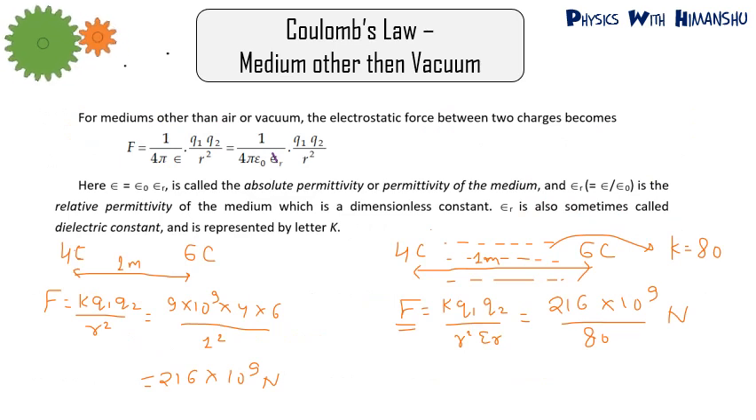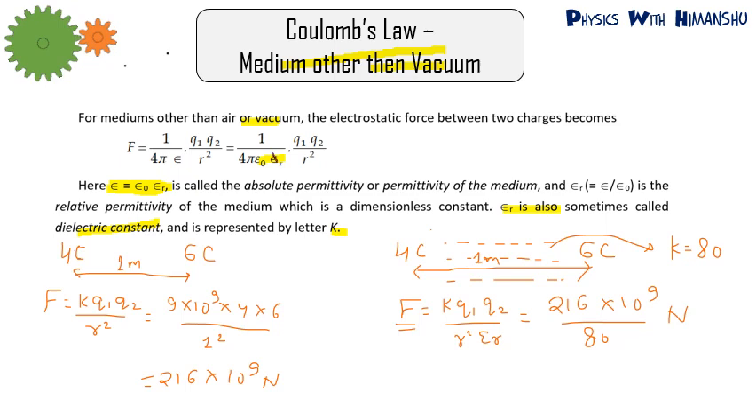So suppose the medium is other than vacuum. For mediums other than air or vacuum, the force becomes 1 upon 4 pi epsilon into Q1 Q2 by R square, where epsilon is equal to epsilon naught into epsilon R. Epsilon naught we have already discussed, that is permittivity of free space. So epsilon R is very important. It is called the dielectric constant. It is represented generally by K. It is the dielectric constant.